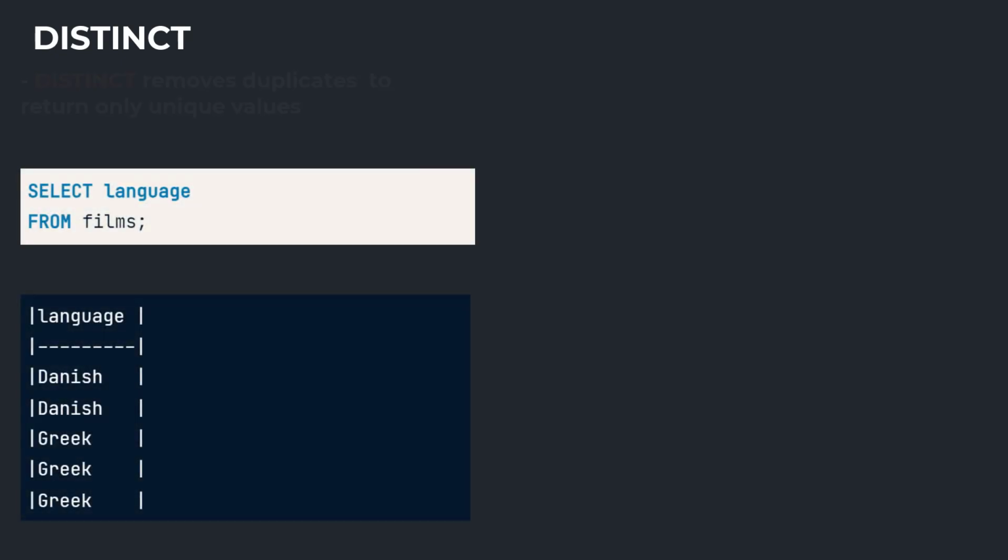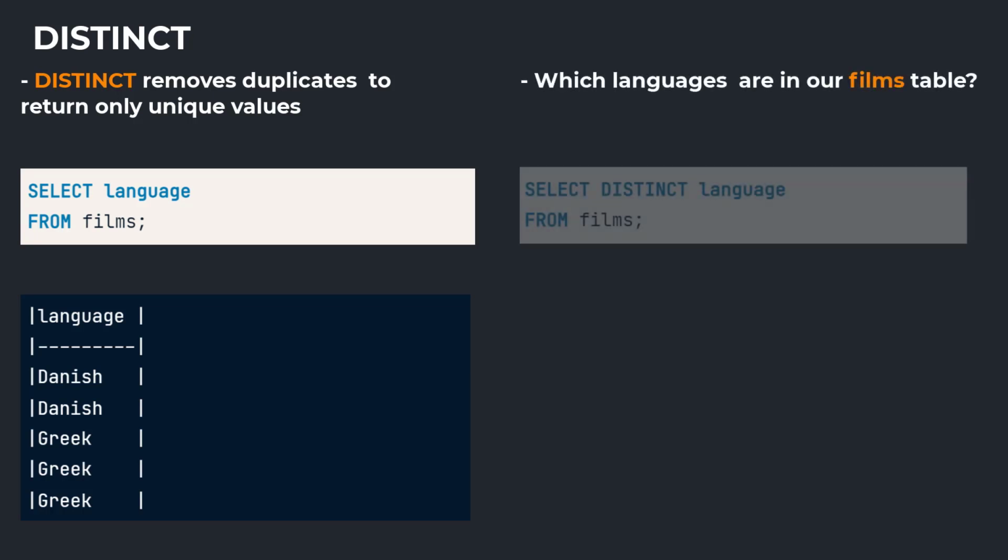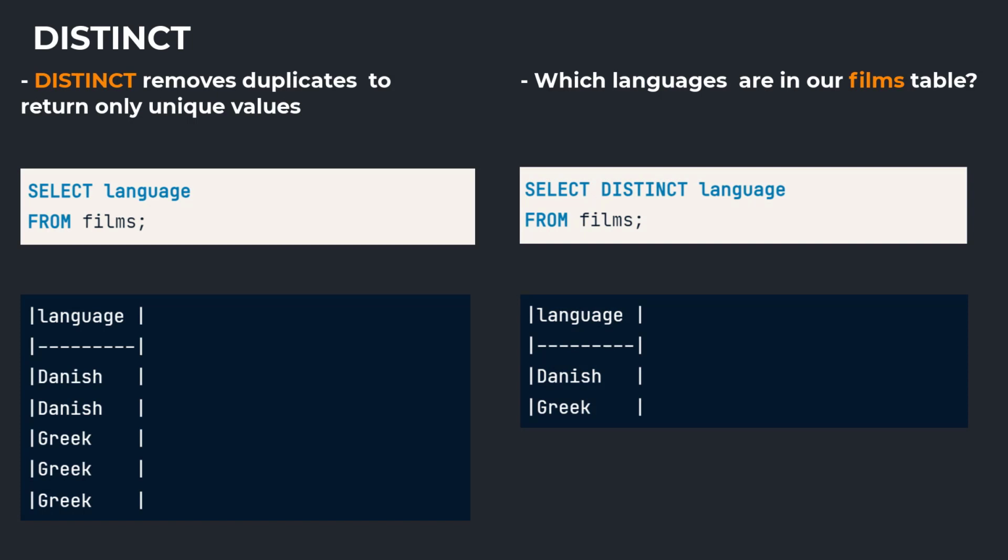Often, our results will include duplicates. We can use the distinct keyword to select all the unique values from a field. This might be useful if, for example, we're interested in knowing which languages are represented in the films table. Adding distinct to our query will remove all duplicates, as we can see here.